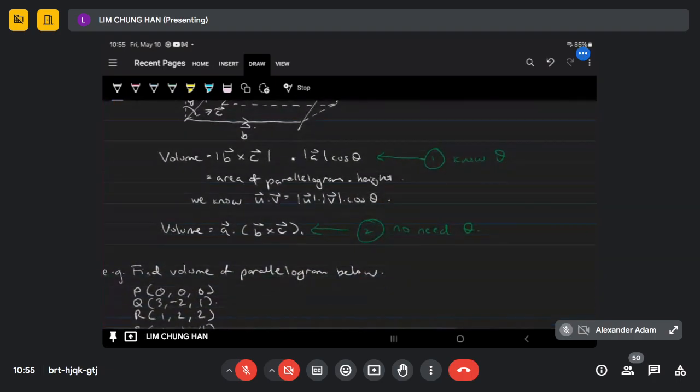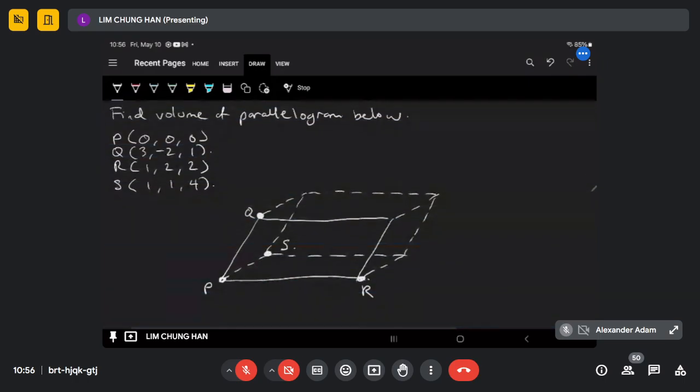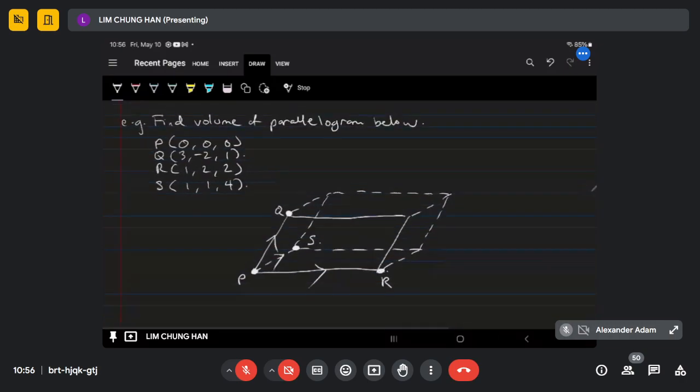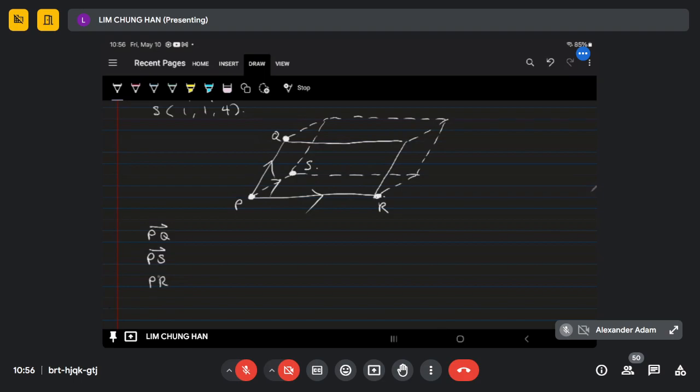Now you need three. Let's go back to this formula. You need at least three vectors. I have vector A, vector B, vector C. At least three vectors, because it's 3D. This volume is 3D. That's why you need at least three vectors. So my three vectors are PQ, PS, PR, always from the same point. If you choose P, you do it from P. So therefore you need to find vectors PQ, PS, PR.